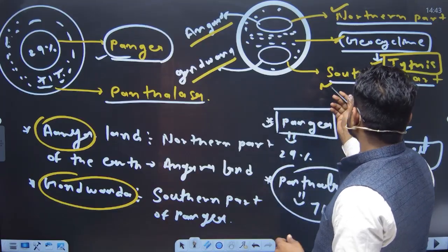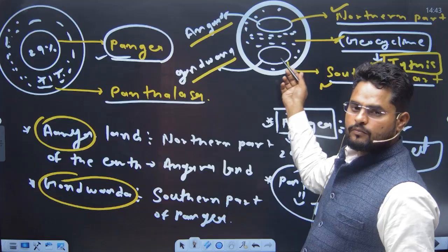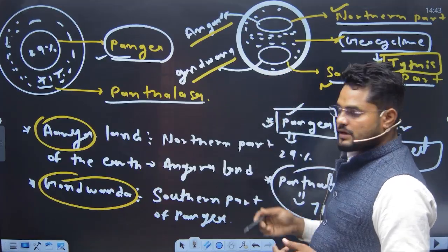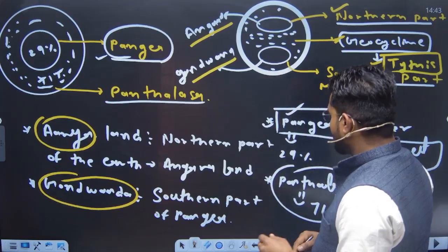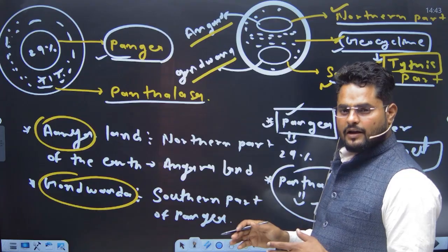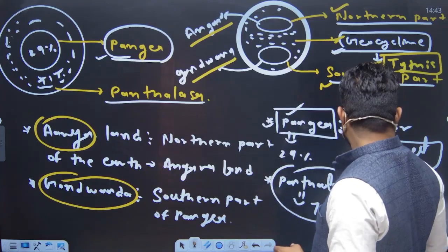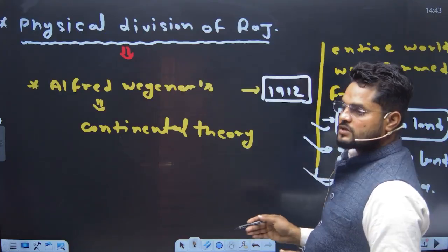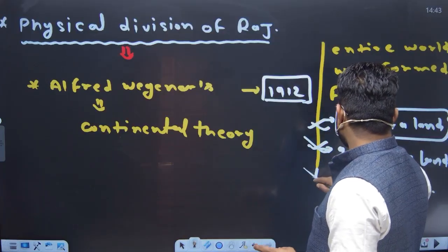And dear student, what is Angara land? The northern part of Pangaea is known as Angara land, and the southern part of Pangaea is known as Gondwana land. And what is the Tethys Sea? There was a geosyncline between Angara land and Gondwana land. It is known as the Tethys Sea. The entire world is the remains of Angara land, Gondwana land, and the Tethys Sea.